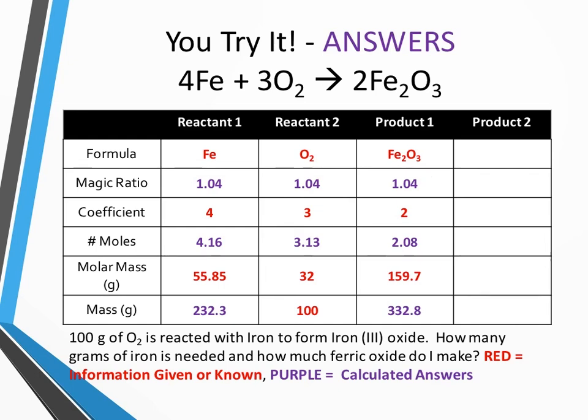So 1.04 times the coefficient here gives me this number of moles, times the molar mass of Fe2O3, or just ferric oxide, gives me this number of grams of ferric oxide. We do the same thing for iron. 1.04, the magic ratio, times 4 gives me the number of moles of iron that I need. Multiply that by the molar mass of iron, gives me the number of grams of iron I need. Add these two up, and they should be very close, within a gram.